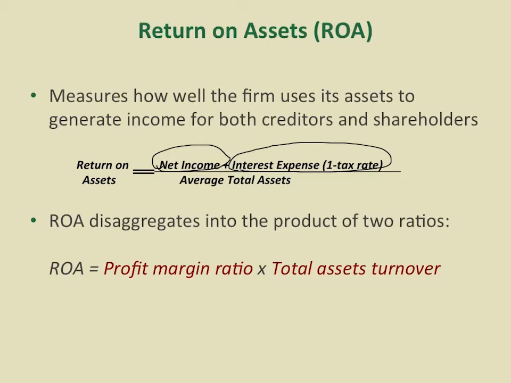And to be able to understand this ratio, we could disaggregate ROA into two ratios. One is the profit margin ratio. The other one is called the total asset turnover ratio. This disaggregation tells people that these two ratios actually affect the changes in ROA. Or put it another way, if a company wants to improve its ROA, it could improve its profit margin ratio and or at the same time improve the total asset turnover.